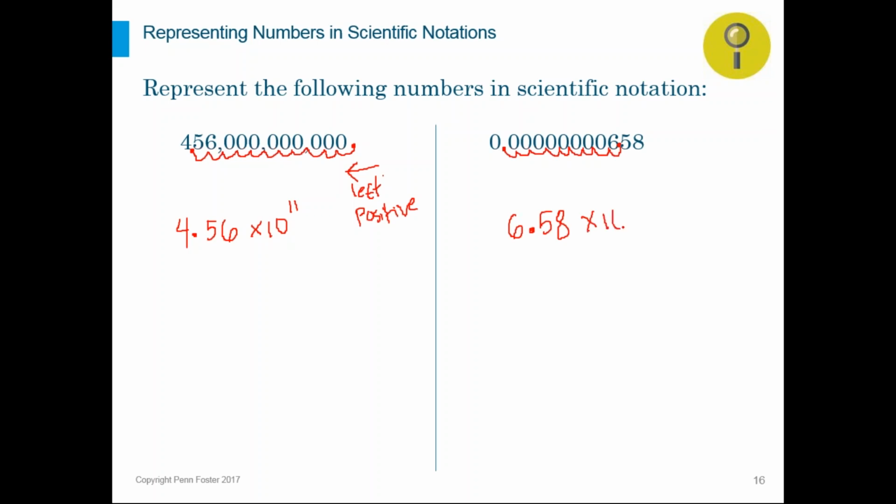6.58 times 10. And how many places did we say that we moved the decimal point to the right? It's 9. But since we moved the decimal point to the right, my exponent has to be negative 9. So it's 6.58 times 10 to the negative 9th power. This is the same as writing out this extra small number. This is the whole idea of scientific notation: just moving the decimal point right or left and then giving the 10 either a positive or a negative exponent.